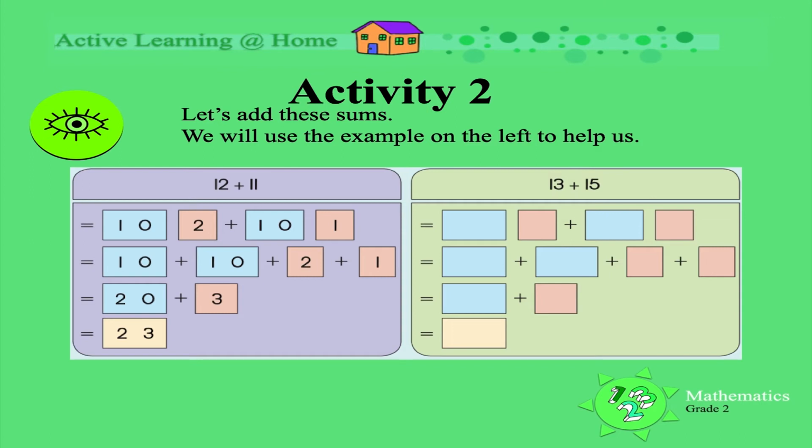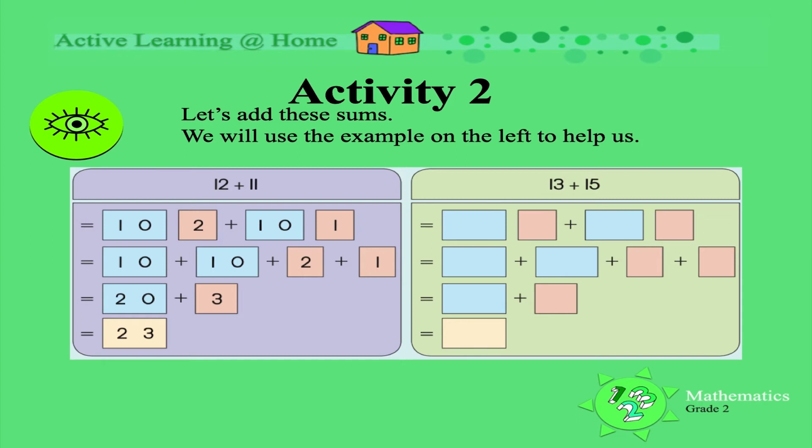Activity 2. Let's add these sums. We will use the example on the left to help us. In the example, you can see 12 plus 11. 12 broken down is 10 plus 2 and 11 broken down is 10 plus 1. We know that we're going to add our 10s together and then we're going to add our 1s together. 10 plus 10 is equal to 20 and 2 plus 1 is equal to 3. 20 plus 3 will give us our final answer of 23.